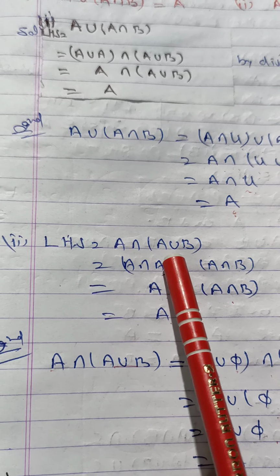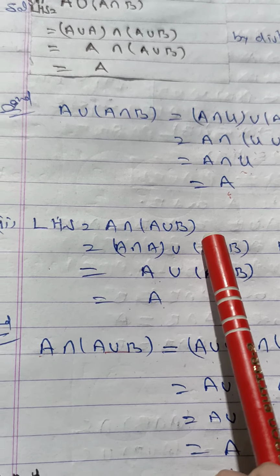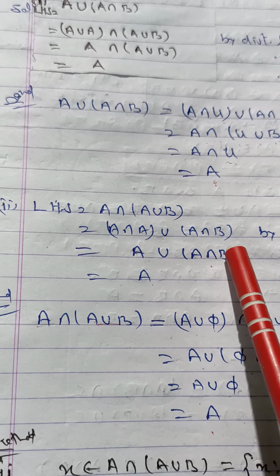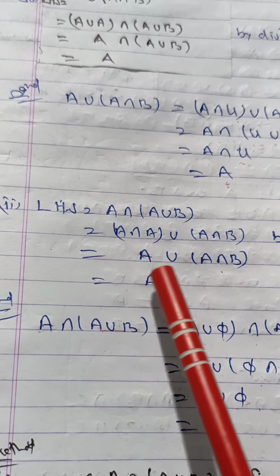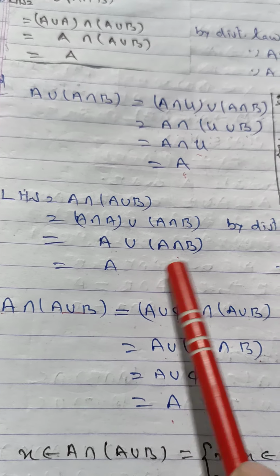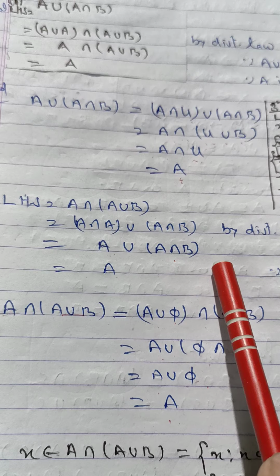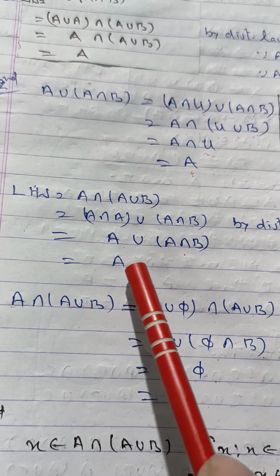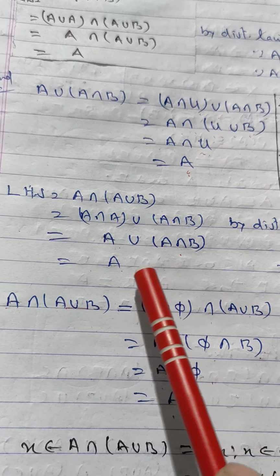Now second thing, left hand side A intersection (A union B). By distributive law this can be written as (A intersection A) union (A intersection B). A intersection A is A, union A intersection B. Okay. Now A intersection B is a subset of A. So therefore A union (A intersection B) is equal to A.